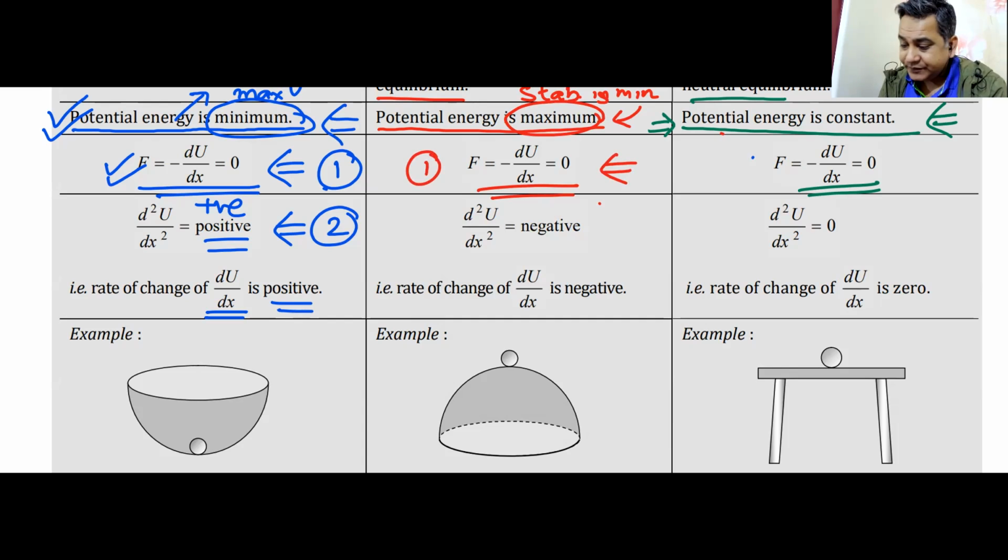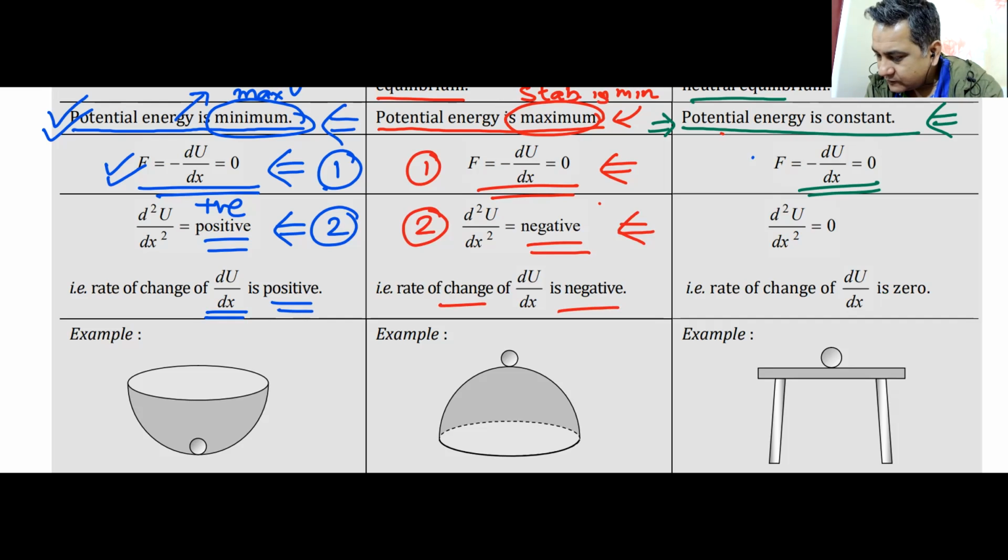I can't change that. But the second condition is different. The second condition is d2u by dx square has to be negative. That means the rate of change of du by dx is negative. I'll not go much into that, because it becomes more of a maths class rather than physics. I must concentrate on physics.